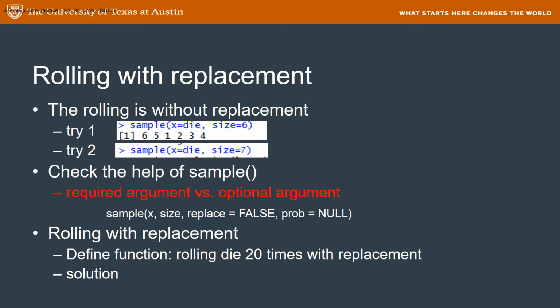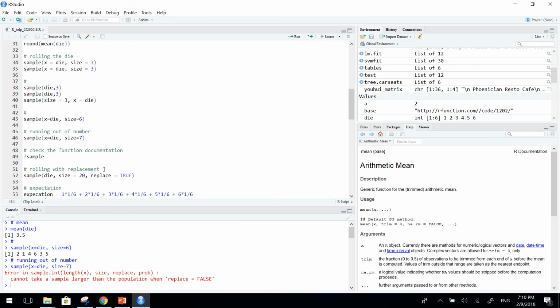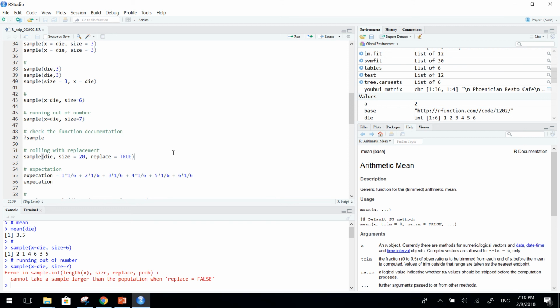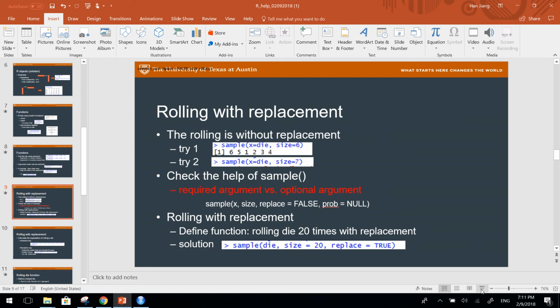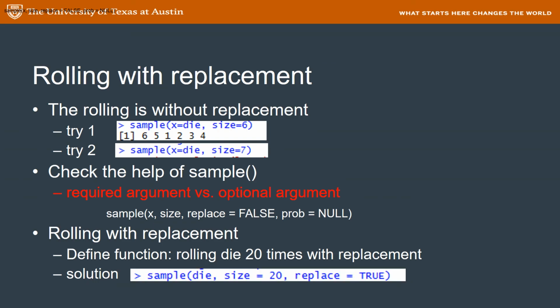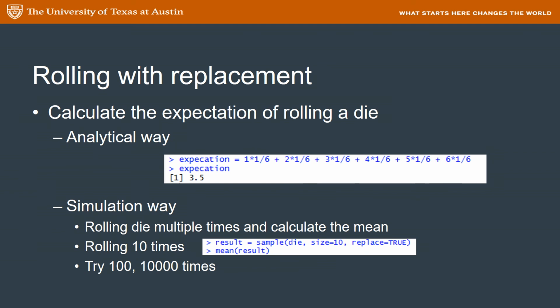So let me try an example. Define a function rolling a die 20 times with replacement. So the solution will be this. We set replace equal to TRUE. And now from the console, you can see that there are some repeating numbers there. So here we go, that's the answer, rolling with replacement.